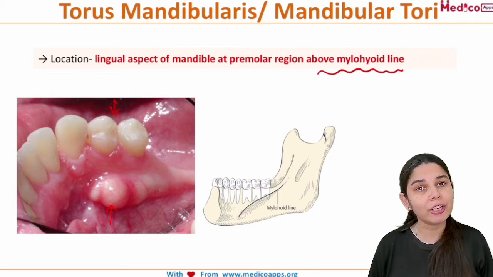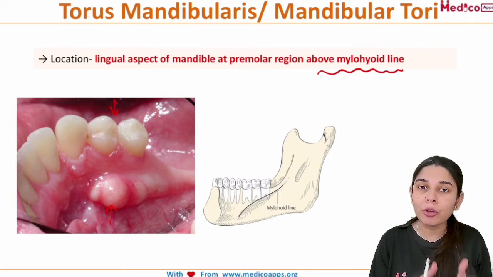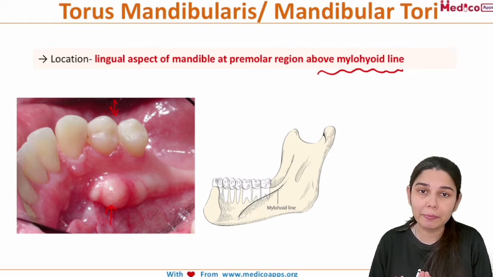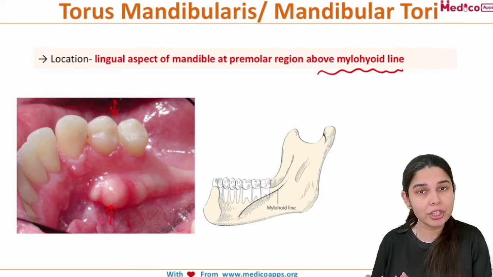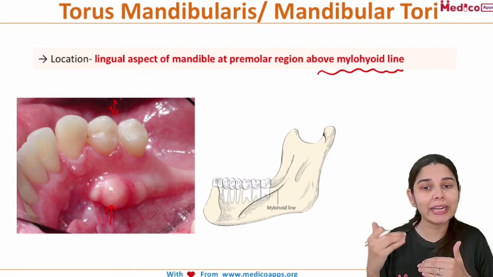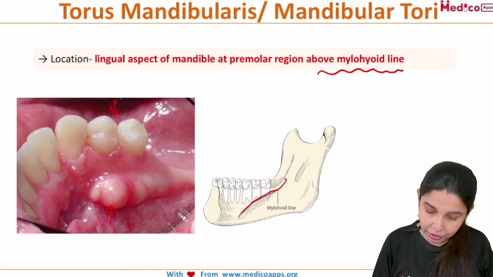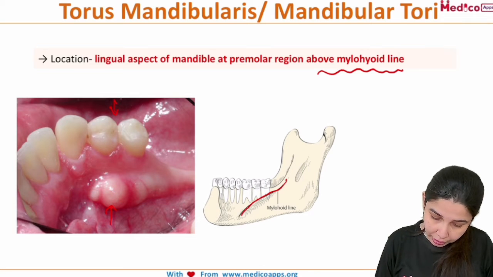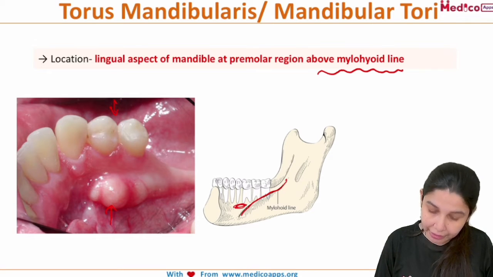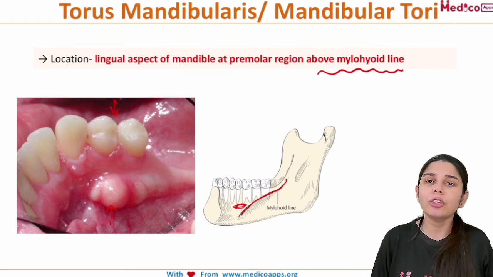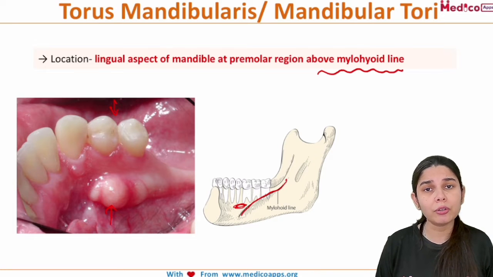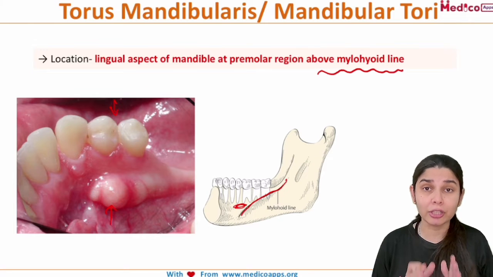So how will you define Torus mandibularis now? It's a bony overgrowth, and it is present on the lingual aspect of the mandible at the premolar region above the mylohyoid line. This is the mylohyoid line, which you all know is present in the mandible. So this particular bony overgrowth will be present somewhere here, above the mylohyoid line. Is there any risk or any requirement to remove this bony overgrowth? Definitely, if there is any sort of bony overgrowth, we usually indicate it for removal.